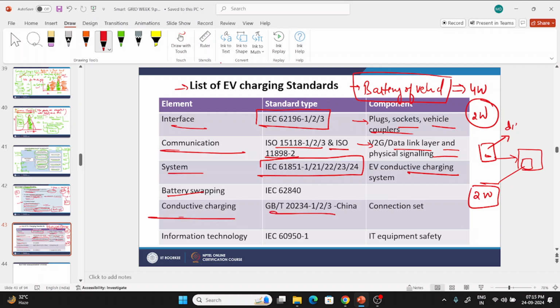This is GB/T 20234 for China, and information technology for IT equipment safety, meaning that equipment should be safe for operation.